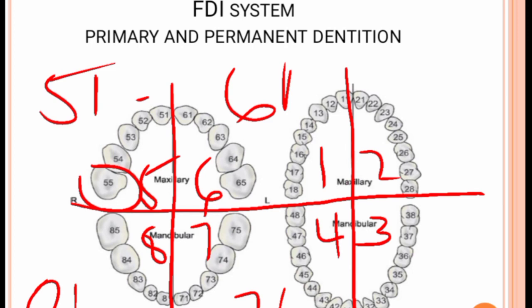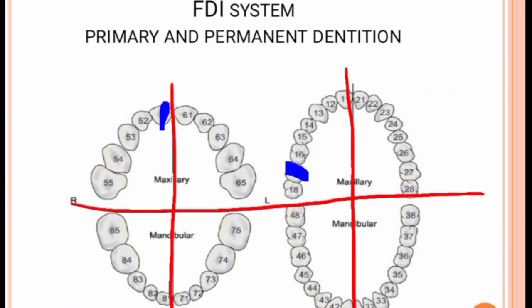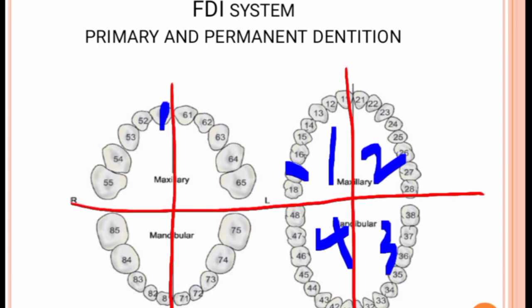For the permanent dentition it is much simpler: you just write the quadrant and then the tooth. The central incisor of the first quadrant is 1-1, the second quadrant 2-1, the third quadrant 3-1, the fourth quadrant 4-1. Hope this helps you; it's a bit confusing. You have to remember that we use 1, 2, 3, 4 for the permanent dentition, and 5, 6, 7, 8 for the primary dentition.